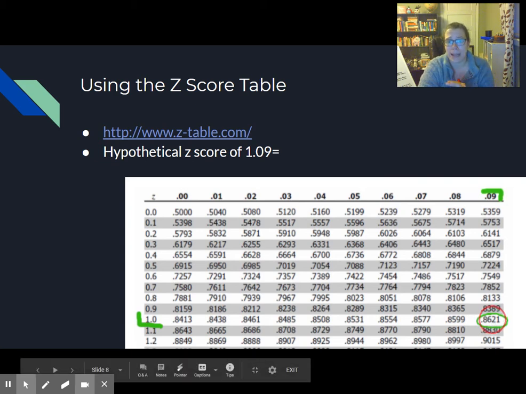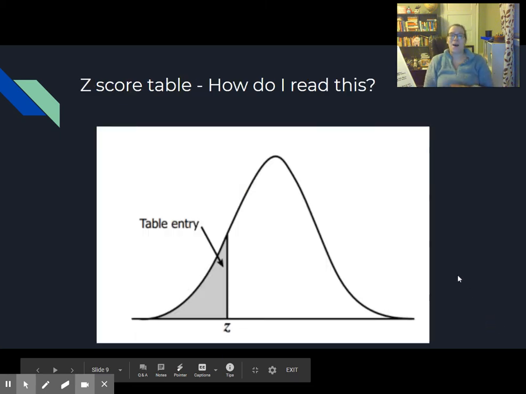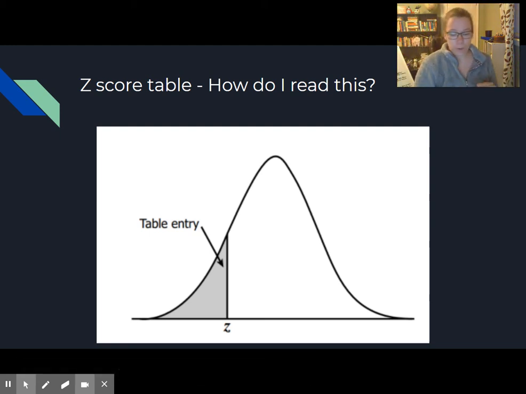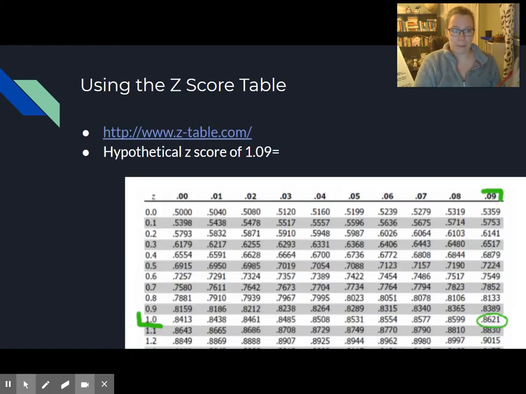It tells me this number, 0.8621. What does that mean? Well, that tells us the proportion of people who fall below our score. So for that hypothetical, if I get a z-score of 1.09, then 86.21% or 0.8621, the proportion of people who are going to have a score below mine, is 0.8621. Or I can also say that 86.21% of all other scores are going to be beneath mine.